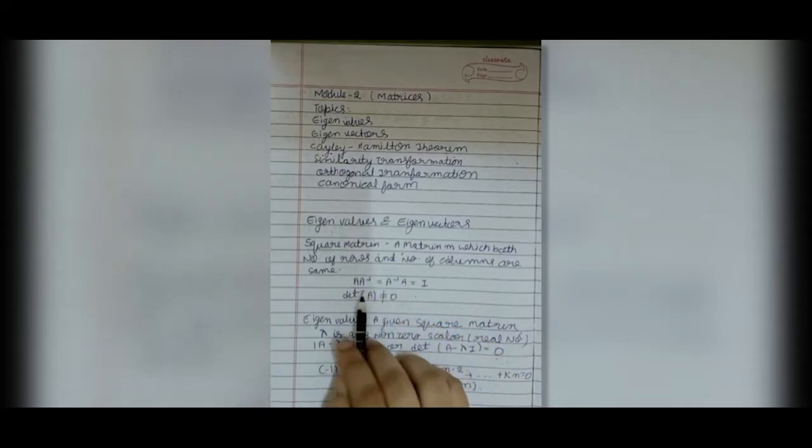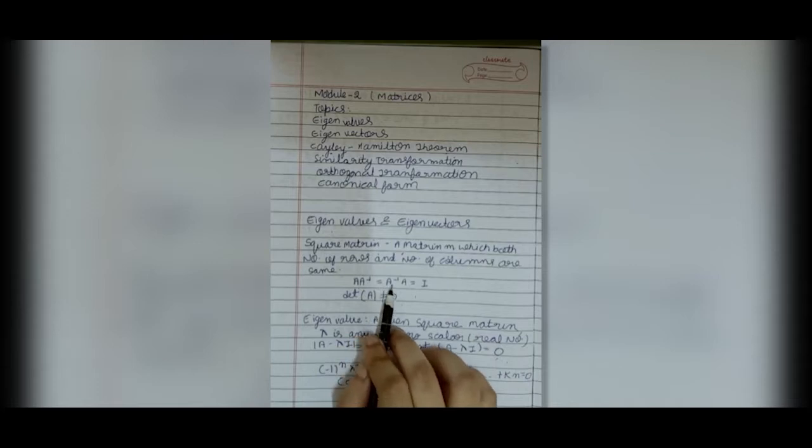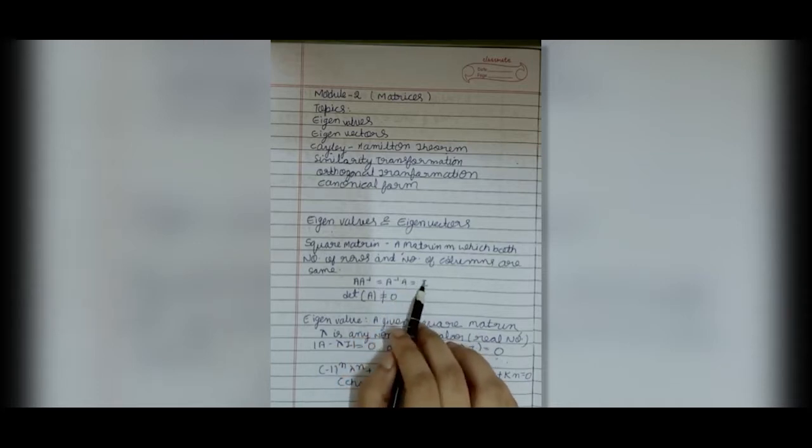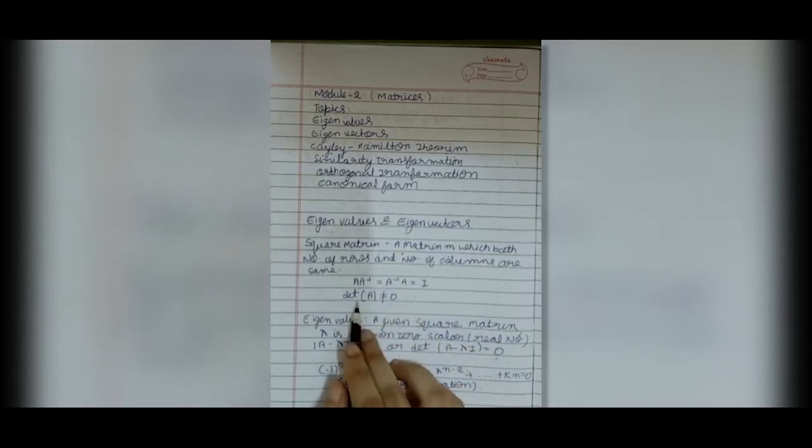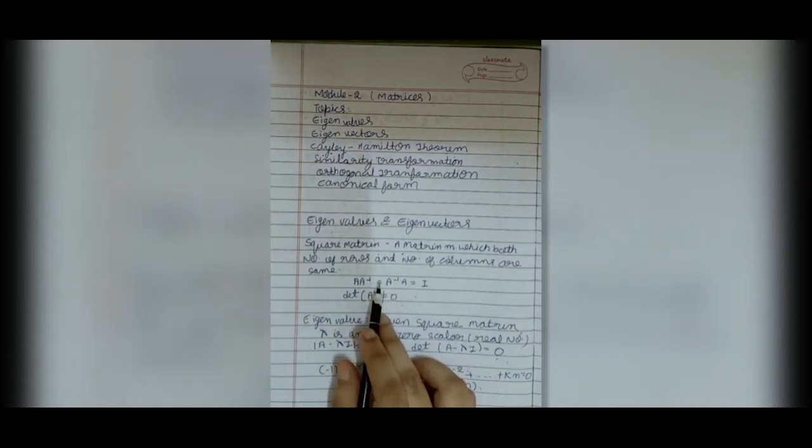That is, A times A inverse equals A inverse times A equals I, the identity matrix, and the determinant of A shouldn't be equal to 0. This is a condition for finding eigenvalues and eigenvectors, and we can only find eigenvalues and eigenvectors of a square matrix. If the matrix is not a square matrix, then we cannot find the eigenvalue and eigenvector.